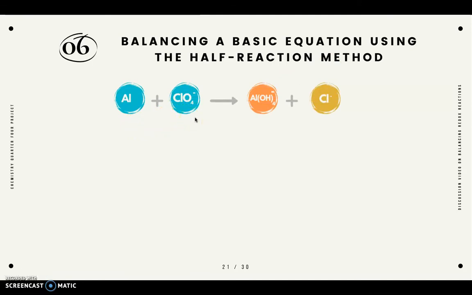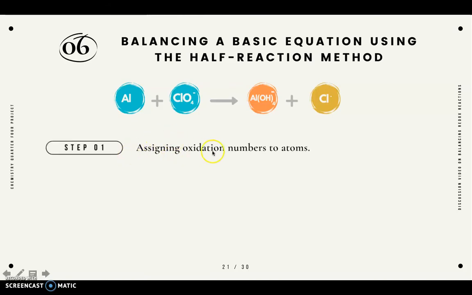Balancing basic reactions generally follow the same steps in balancing acidic reactions, but after adding H+ ions, we then need to neutralize the H+ ions by adding hydroxide on both sides of the reaction with the same amount as the hydrogen ions. By adding hydroxide, the hydrogen ions and hydroxide ions combine to form H2O, and we will then need to cancel the H2O molecules that can be seen on both sides of the reaction. Hence, similar to the prior method, we will first assign the oxidation numbers of each atom in the reaction.